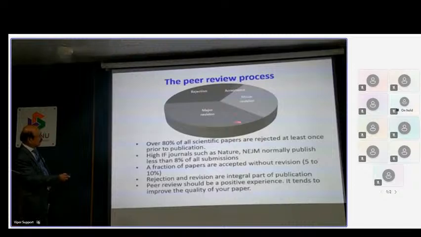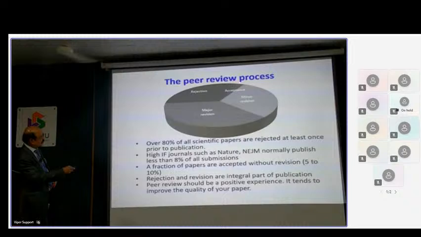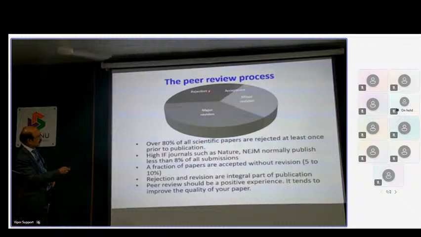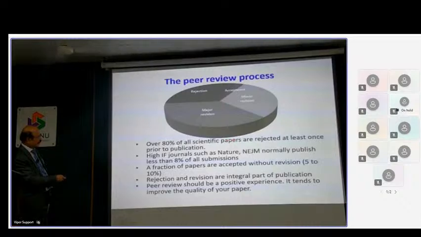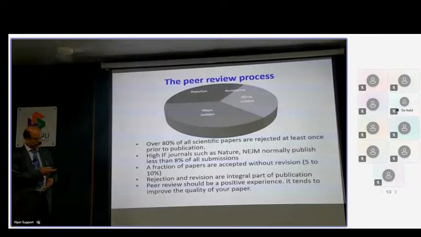Major revision is the major part. Everybody gets this one in this territory, and acceptance is very small, narrow, about 10%. So most people get minor revision. Rejection also has very high rates. Over 80% of papers written are rejected. 80% rejected, 20% acceptance rate.